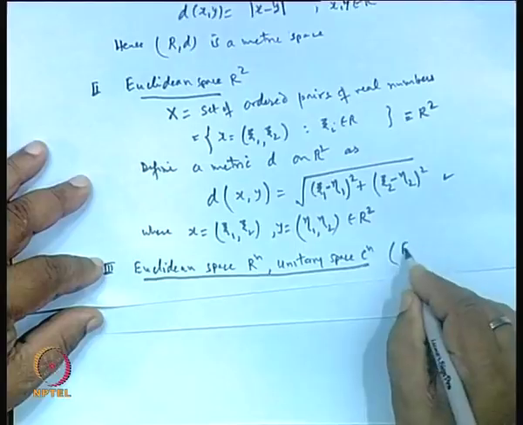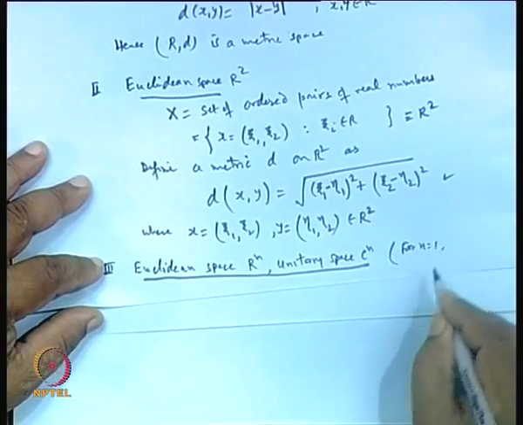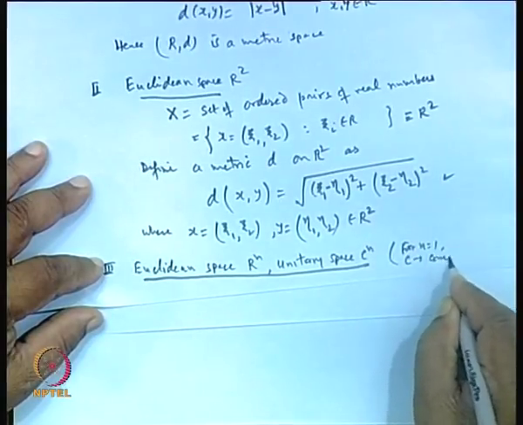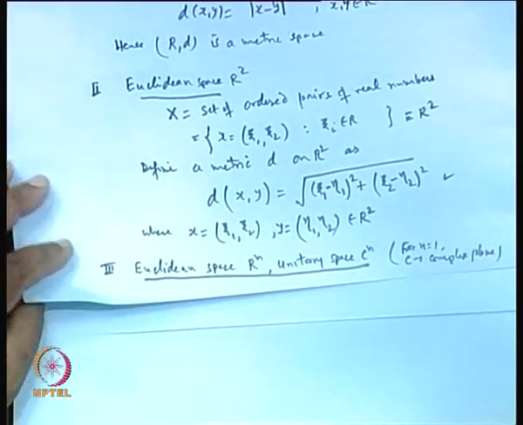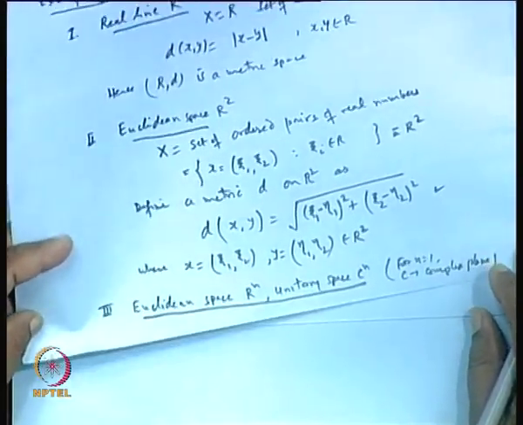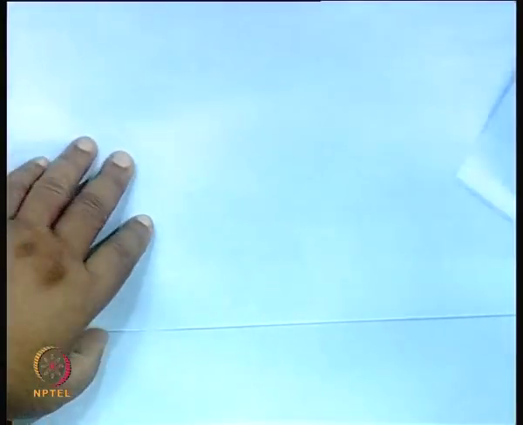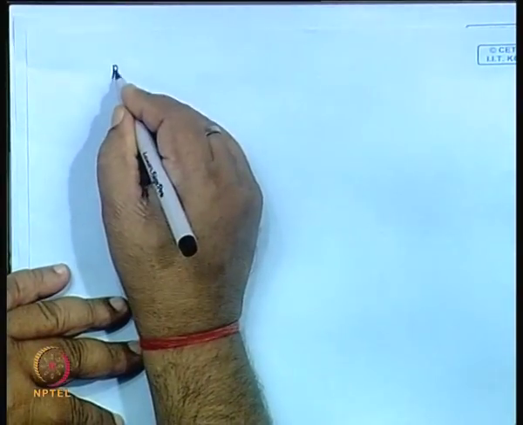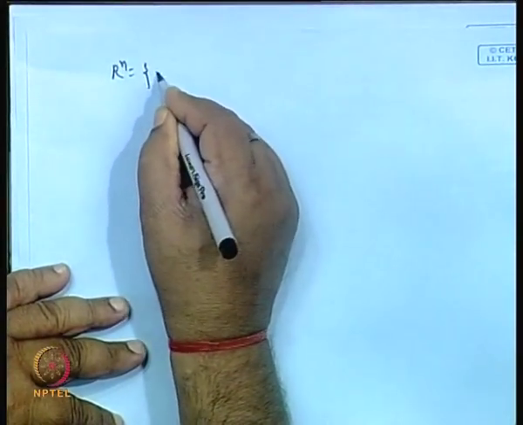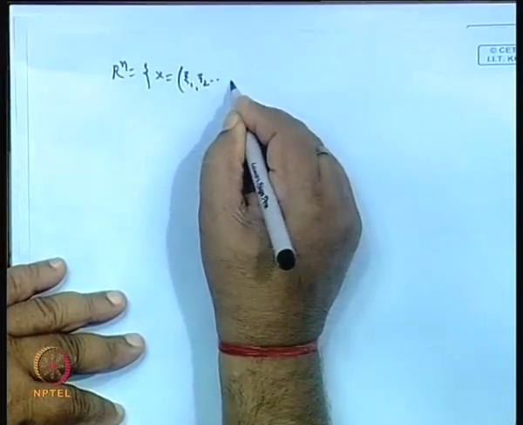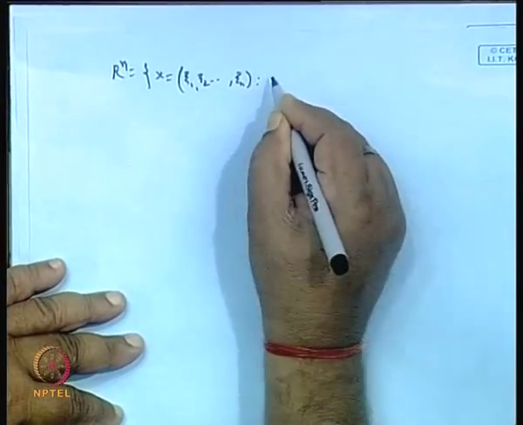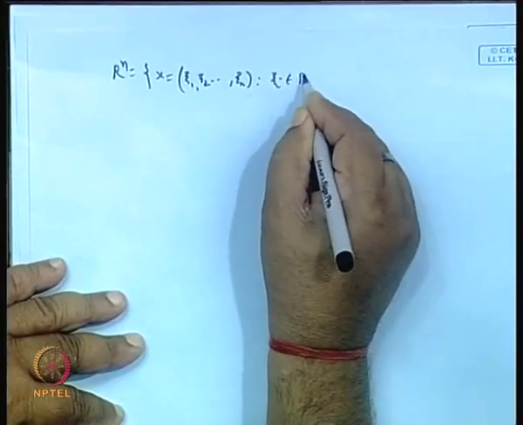For n equal to 1, C is the complex plane. So, what are our Rn and Cn? Rn is basically the set of all n-tuples xi1, xi2, up to xin, where the xi's are real.